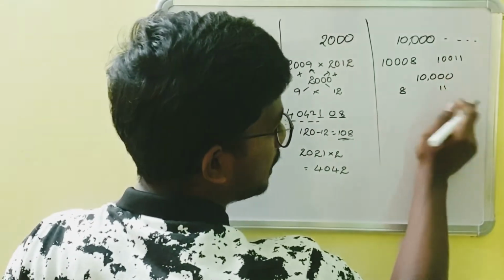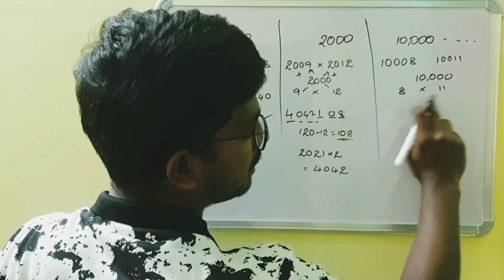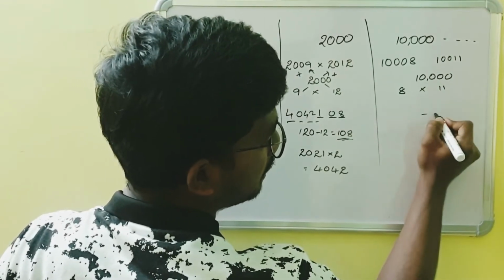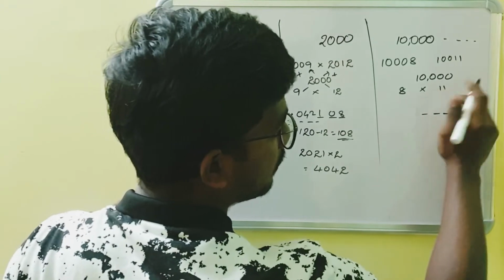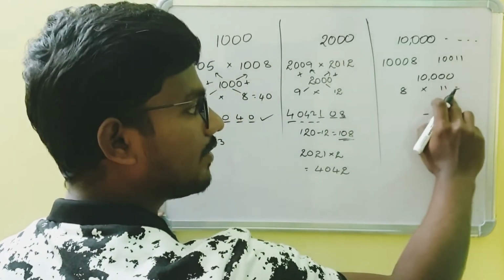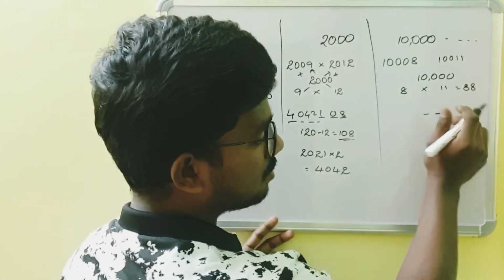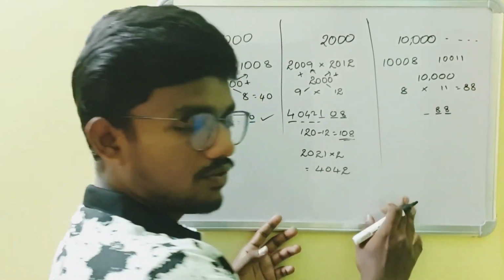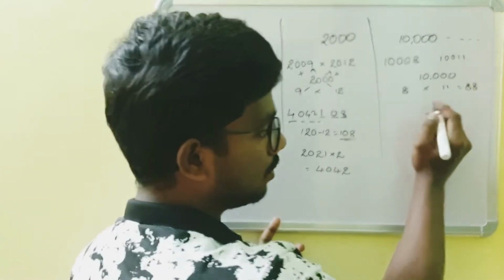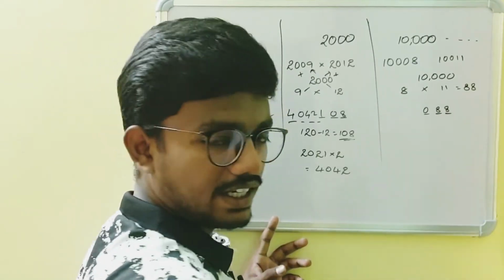So after obtaining the differences, we have to multiply these both to get the last 3 digits of our required value. So what I get here is 8 into 11 is nothing but 88. Okay. So the last 2 digits are 8 and 8. For the remaining value, I will place a 0. So I will get the last 3 digits.